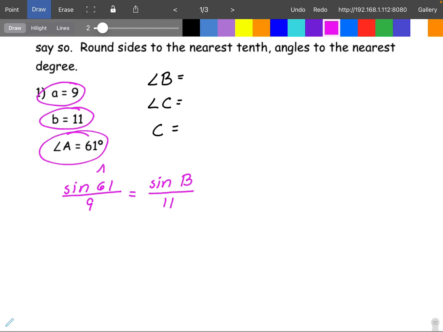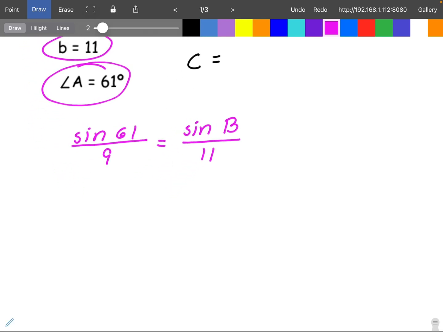All right, so we've got our proportions set up. Now we're going to go ahead and solve it. So first thing we do is cross multiply. So I'm going to have, first, I'm going to do 9 times sine b. So I have 9 times sine b equals, and then I multiply the other way. That's going to give me 11 times sine 61.